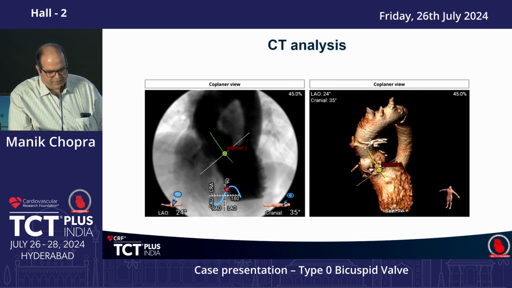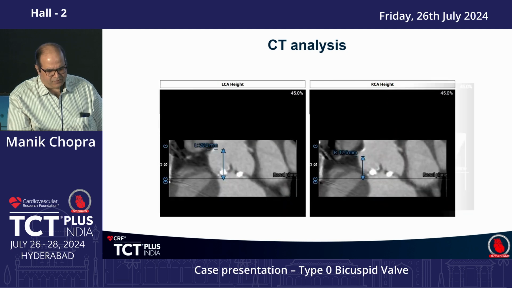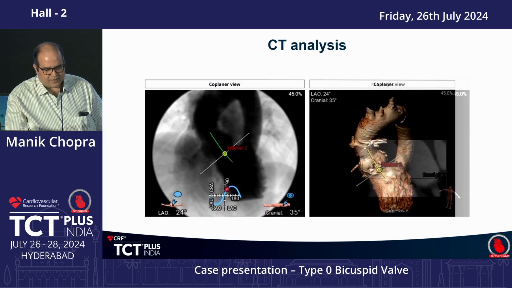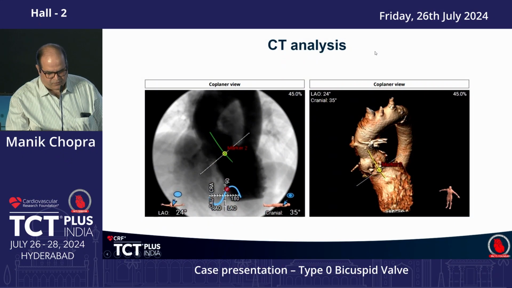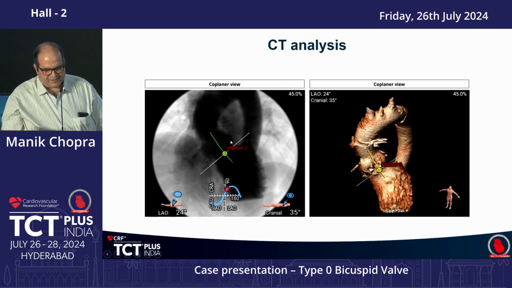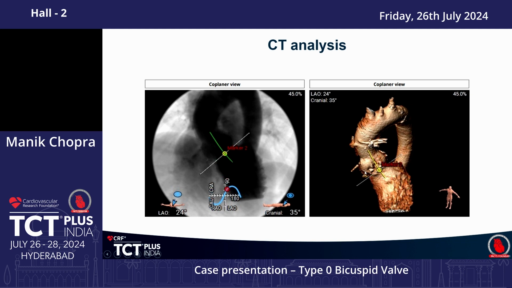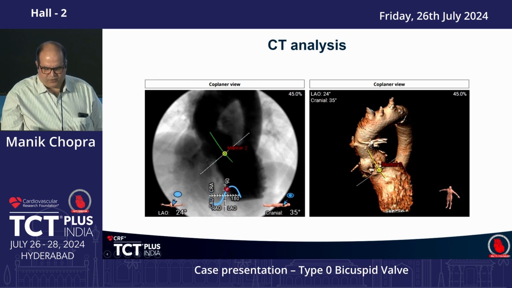Now, in coplanar view, it's 24, 35. What I typically do is put a dot somewhere in the middle. Because it's a bicuspid, you can see probably two dots, the green one and the red one, and you put exactly one marker in the center, so that you get the center line like this. If you put this dot in the center, you will get a plane in which both the sinuses are exposed maximum. You can see both the sinuses are farthest apart. So this would be the view which is going to show you both the commissures in the front and both the sinuses maximum, and you understand it best.